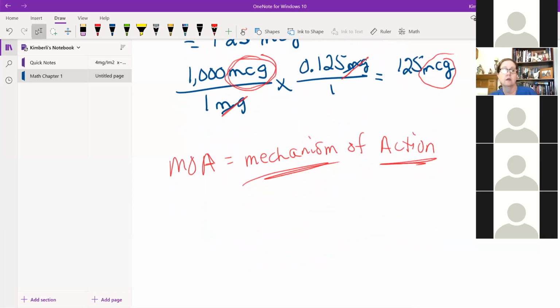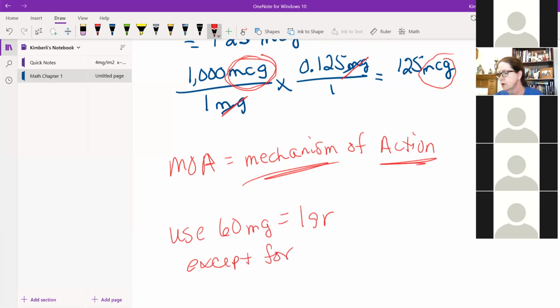No. I have one question, please. Okay. You said that a grain may be 60 or 65 milligrams. So when we convert, which one should we use? Okay, so you're going to use 60 milligrams to 1 grain.